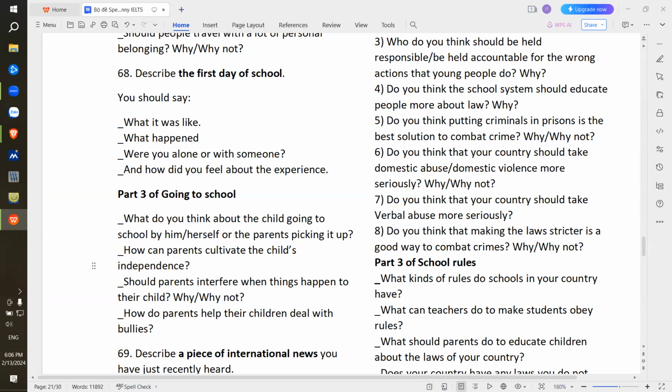How can parents cultivate a child's independence?